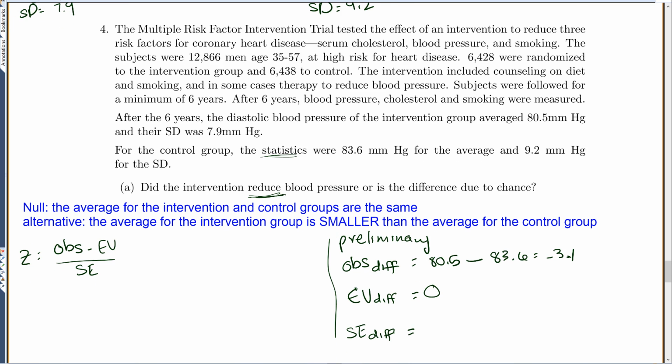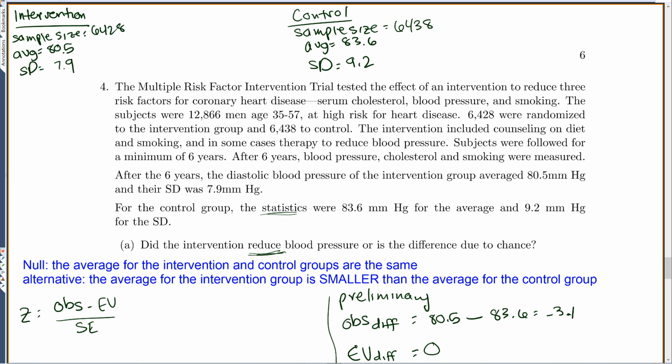And standard error for the difference, you have that on your cheat sheet. That's first standard error squared plus second standard error squared. At this point, I say, hey, wait, I didn't find those individual standard errors yet. So let's come back up and do it up here where we had all of our information. So standard error for your intervention is equal to, again, SD over square root of sample size. So it's going to be 7.9 over the square root of 6,428. Now that's a pretty big number to divide by, so you're going to get a really small answer out of it. So in this case, it's 0.10 if you round.